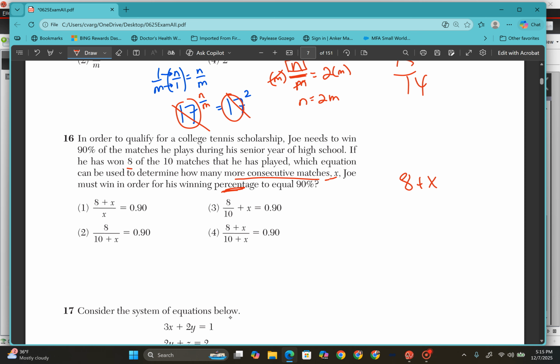It could be 2 more games, 3 more games. And then you're going to divide that by the total, which is currently 10, since he's won 8 out of the 10. And if he consecutively wins these right here, the X, that's going to give him 90%, right? So we have to find something that is equivalent to this. This one doesn't have the 10 plus X on the bottom. This one doesn't have the 8 plus X on the top. This has 8 over 10 plus X. That is not the same thing. So the only one that matches is choice 4.